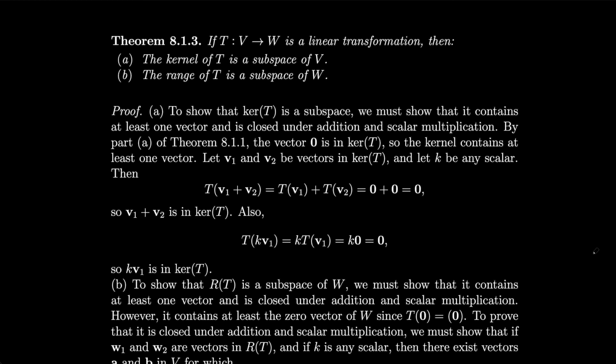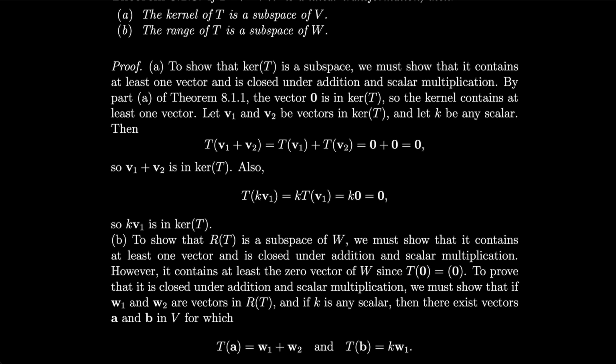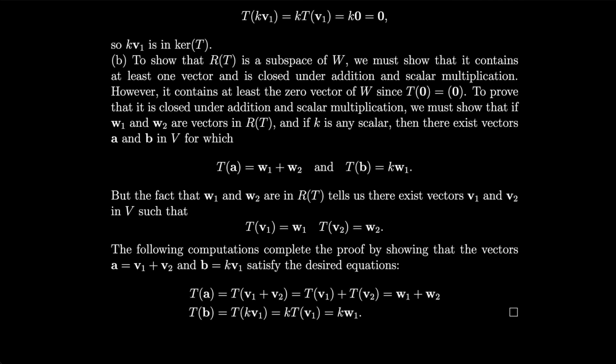How about the range? To show that the range is a subspace, we must show that it contains at least one vector and is closed under addition and scalar multiplication. However, it contains at least the 0 vector of W, since T of 0 has to be 0. Let's prove now that it's closed under addition and scalar multiplication. We must show that if w1 and w2 are vectors in the range, and if k is any scalar, then there exist vectors a and b for which T of a is w1 plus w2, and T of b is k w1. But w1 and w2 are in the range.